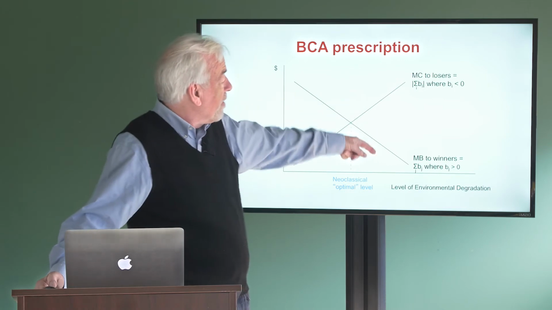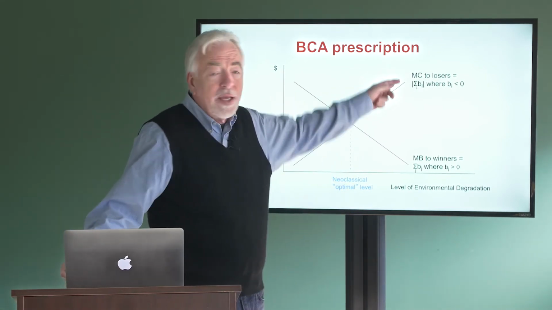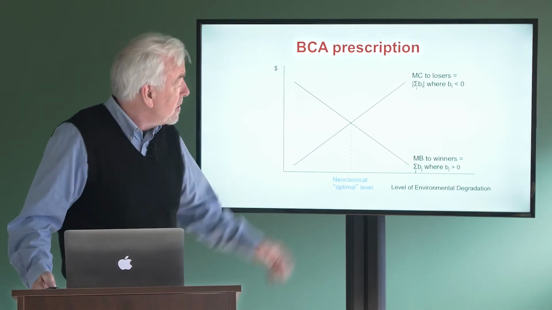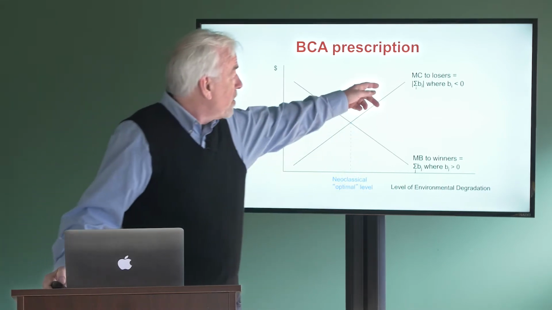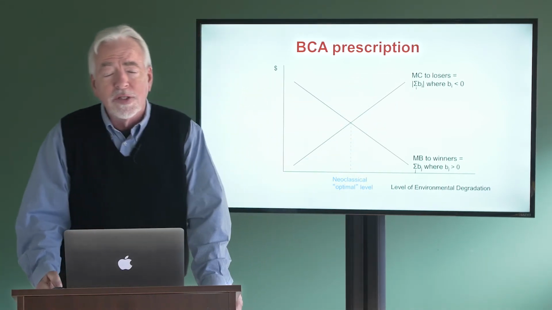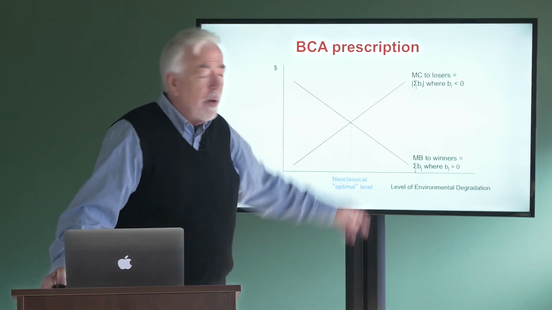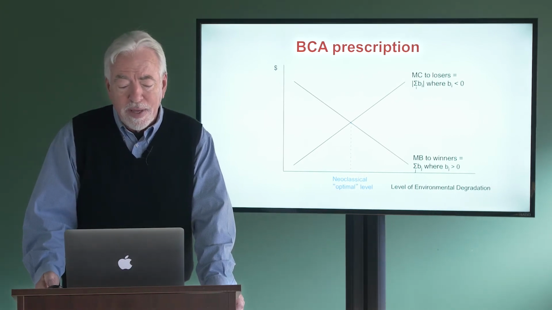I've done one thing here that's a little bit different from the way you normally see it in the textbooks, which is that I've noticed the costs and benefits aren't just floating around out there in outer space. Some folks bear net costs, some folks get net benefits, and so what I've called the marginal cost here is the marginal cost to those who lose, those who bear net costs, and the marginal benefits are the benefits to those who win, those who get net benefits.